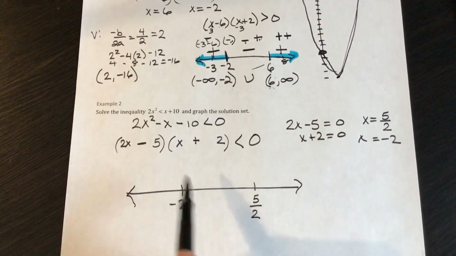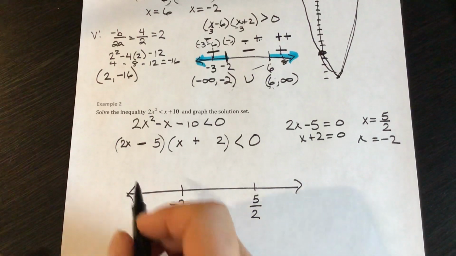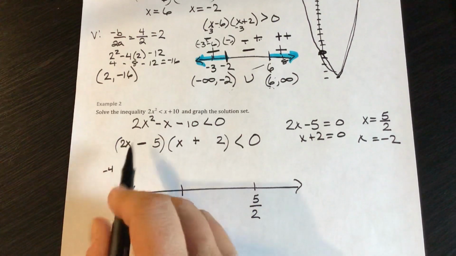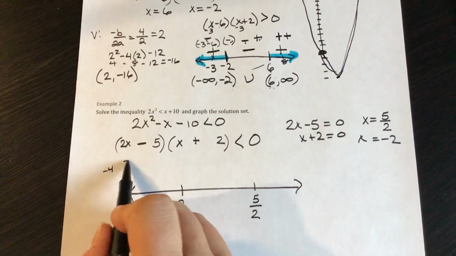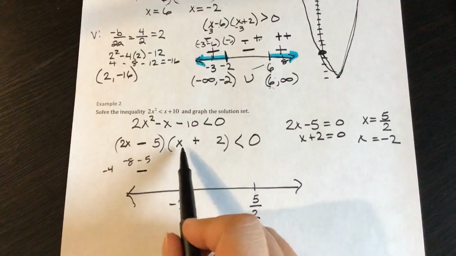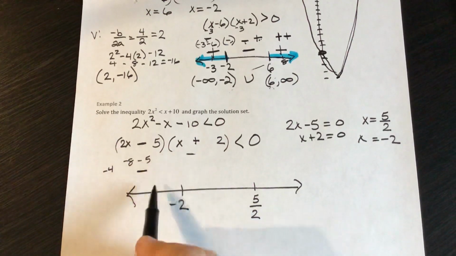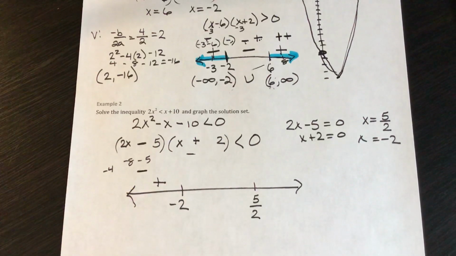So when I plug in a number less than negative 2, let's put in negative 4. So if I try negative 4, 2 times negative 4 is negative 8 minus 5. This would be a negative. Negative 4 plus 2, this is a negative. A negative times a negative is a positive.